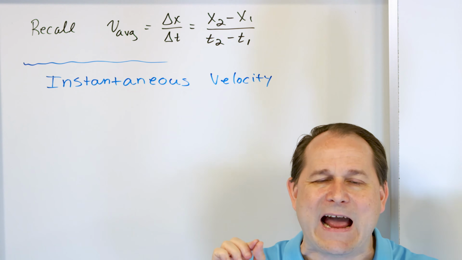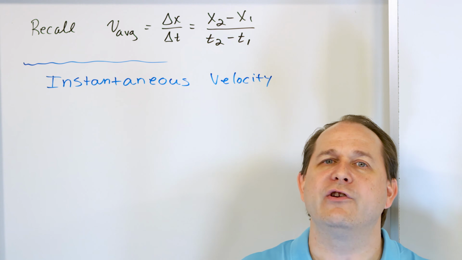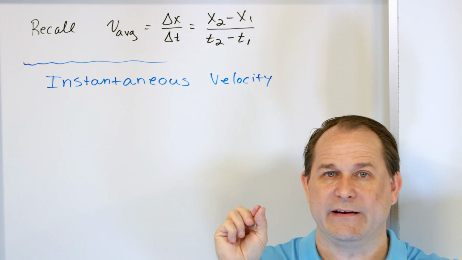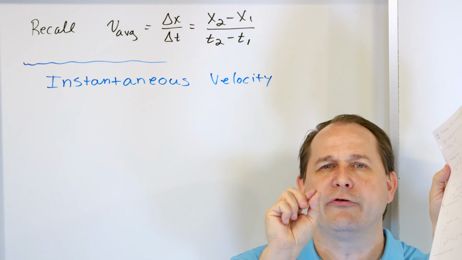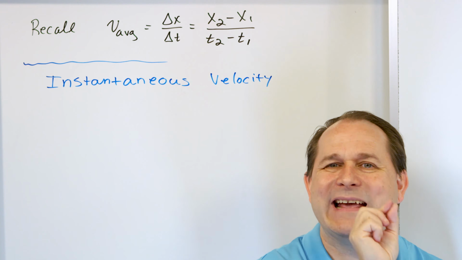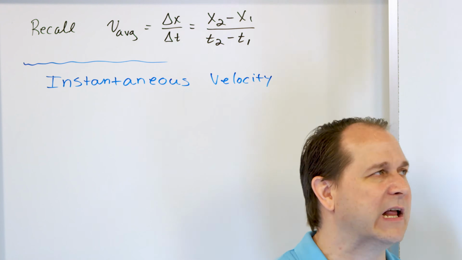We can, of course, take an average between 2 points, but what we want to do is instead of looking at 2 points far apart and finding the average velocity, we want to bring the 2 points closer and closer and closer together so that we actually find the velocity at an instant. We call it the instantaneous velocity.